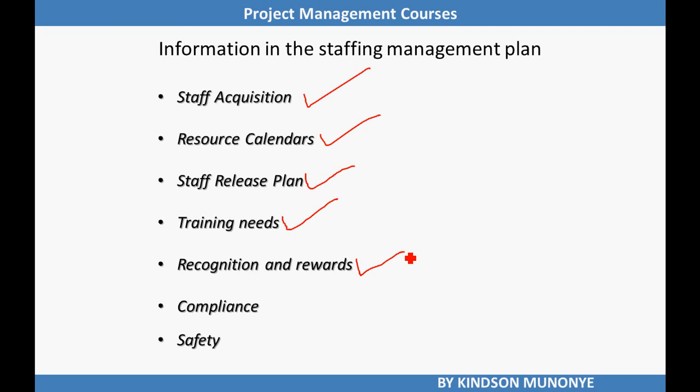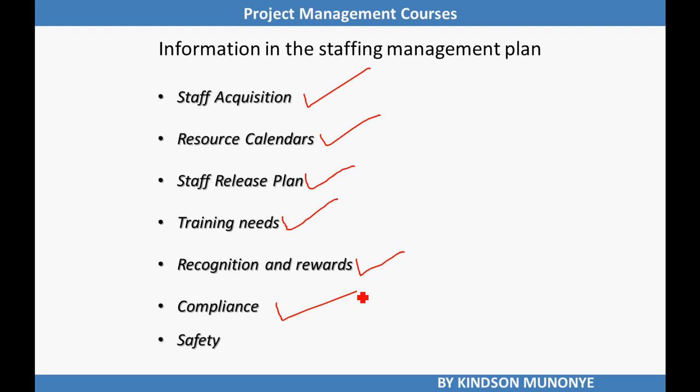Then we also have compliance. The staffing management plan can include strategies for complying with applicable government regulations, union contracts, and other established human resource policies. And finally, safety. Policies and procedures that protect team members from safety hazards can be included in the staffing management plan as well as in the risk register.